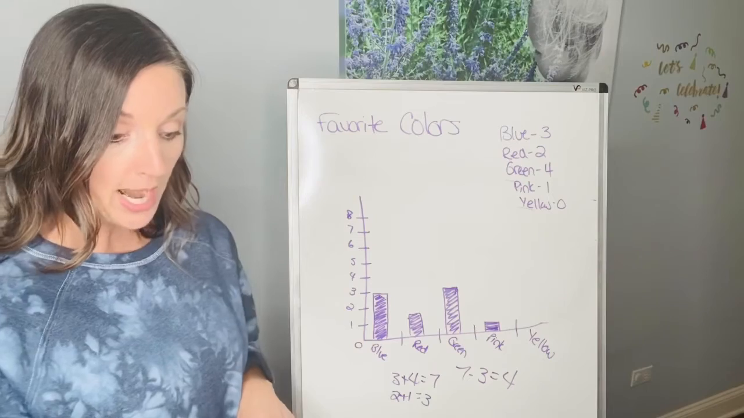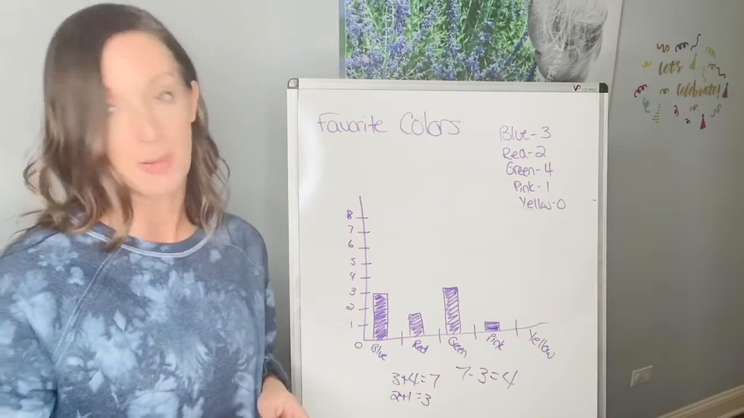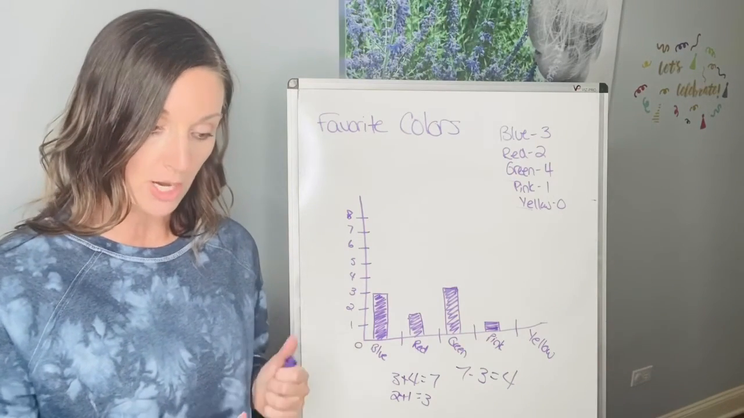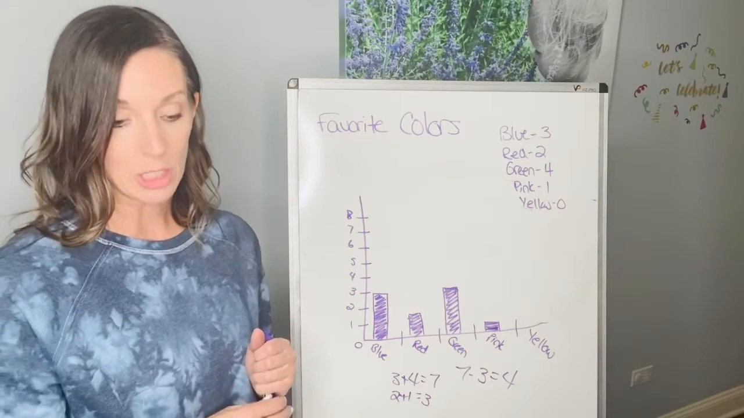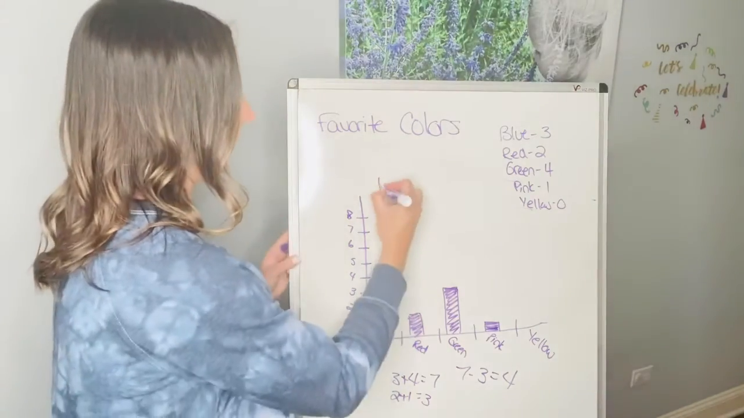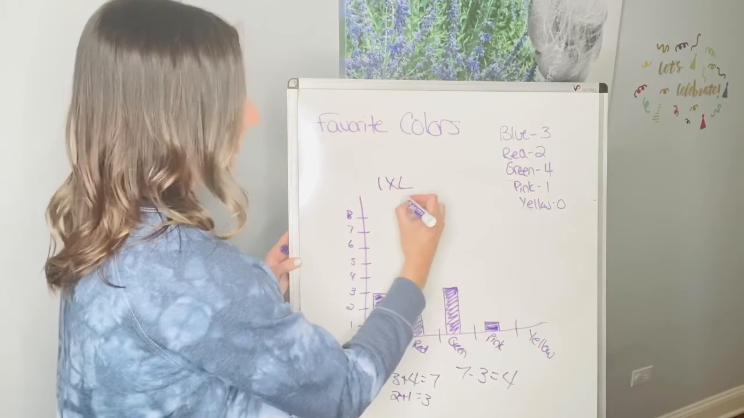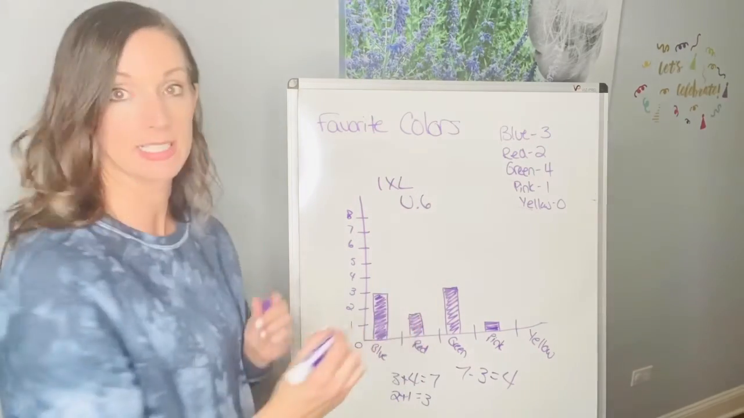For bar graph practice, what you can do is go to BrainPop Junior. There's bar graphs, and you can do it on IXL Math U6. So IXL Math U6. That's for 3rd grade math.